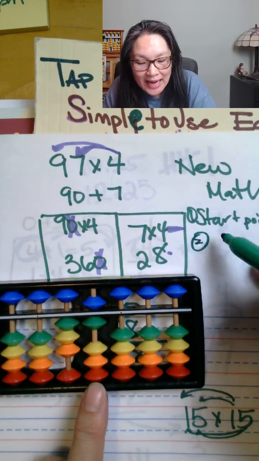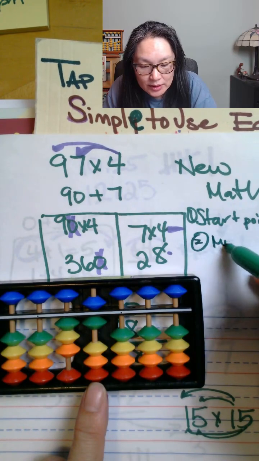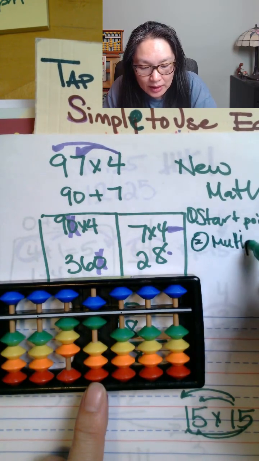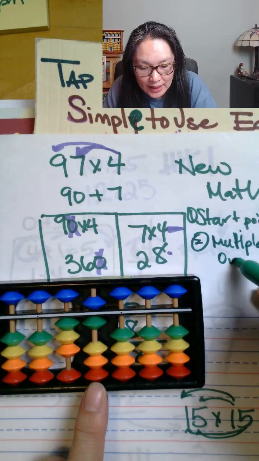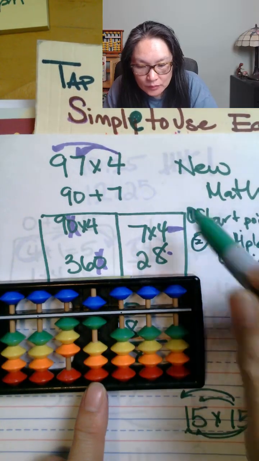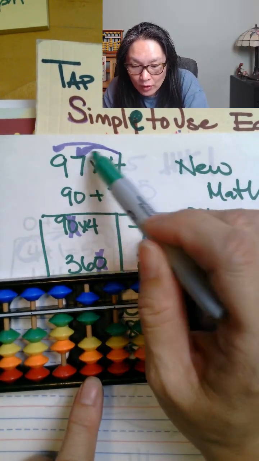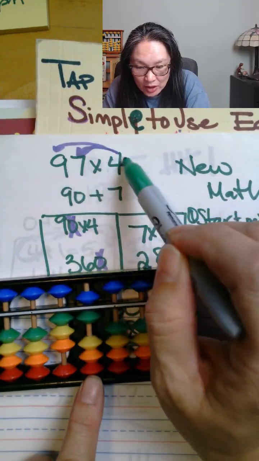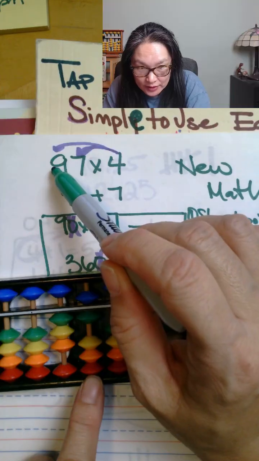We multiply outside. Multiply outside. What does that mean? We're going to take the 4 and the 9. It's a 97, so we go the outside first.